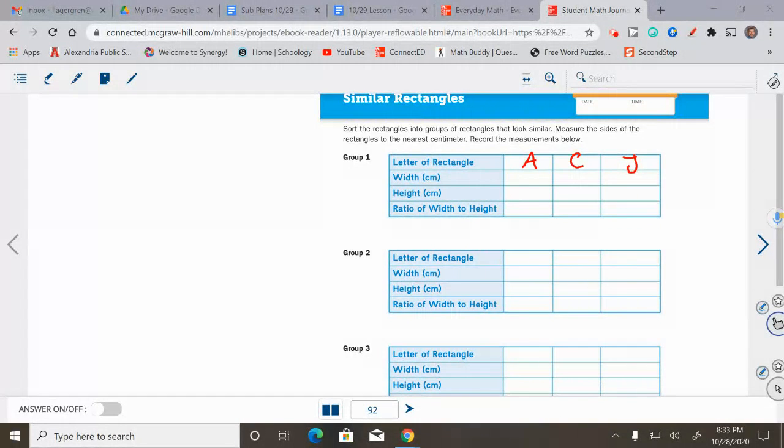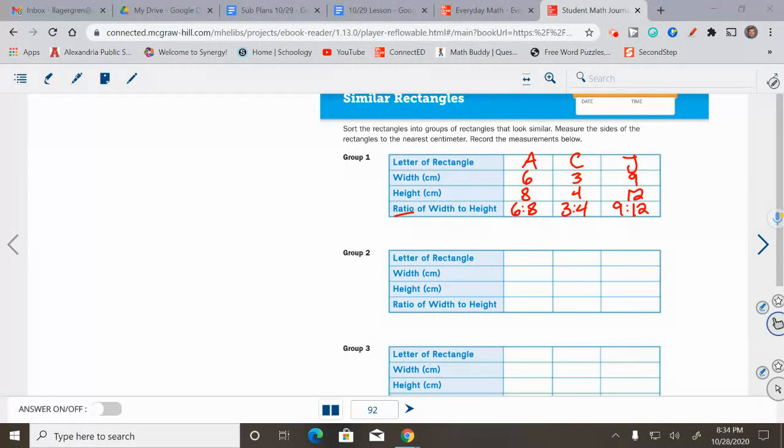Now, when I measure A, C, and J, I measure the width, I'm always going to make the smaller side. This was 6 centimeters, and this was 8 centimeters. C was 3 centimeters and 4 centimeters, and J was 9 and 12. Now, my ratio of width to height, I'm just going to take those and use a colon to represent them like so, and it's those same numbers.